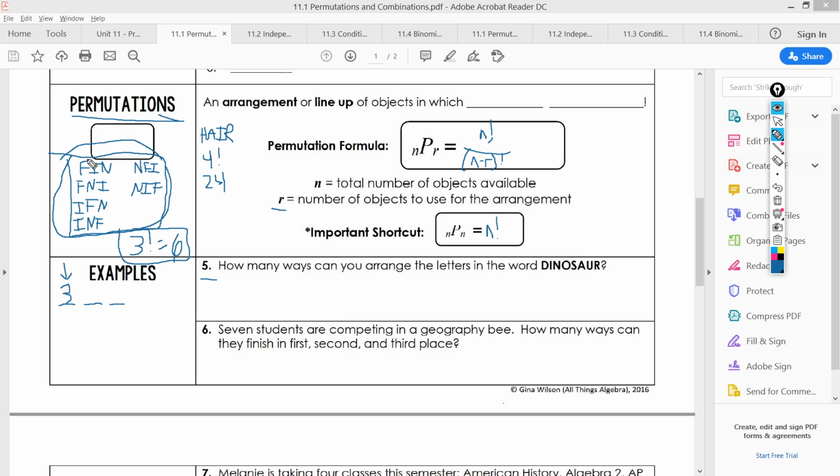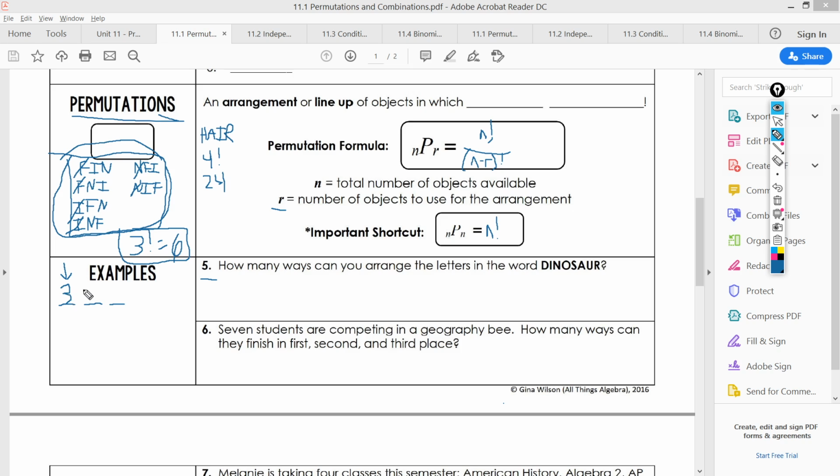Whatever I picked, whether it's F, I, or N, let's figure out these first letters. How many different options do I have now? Well, if I picked F, I only have I and N, 2 options. If I have picked I only have F and N, 2 options. If I picked N, I have F and I, 2 options.